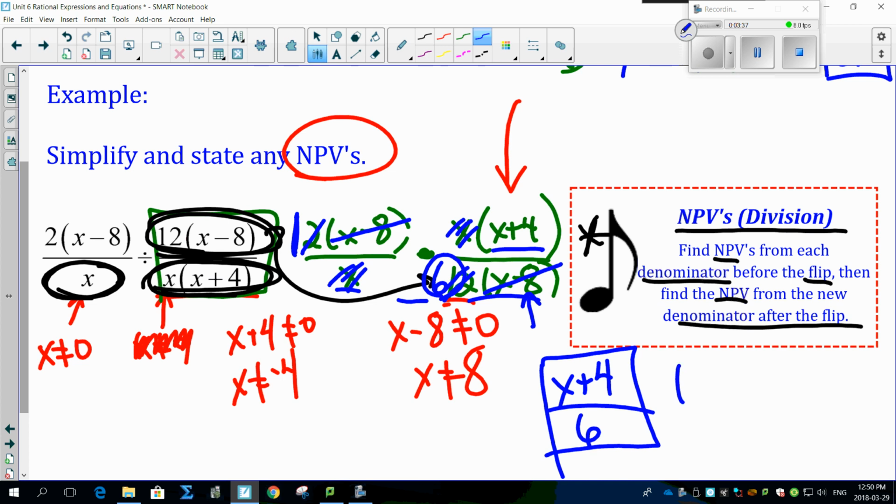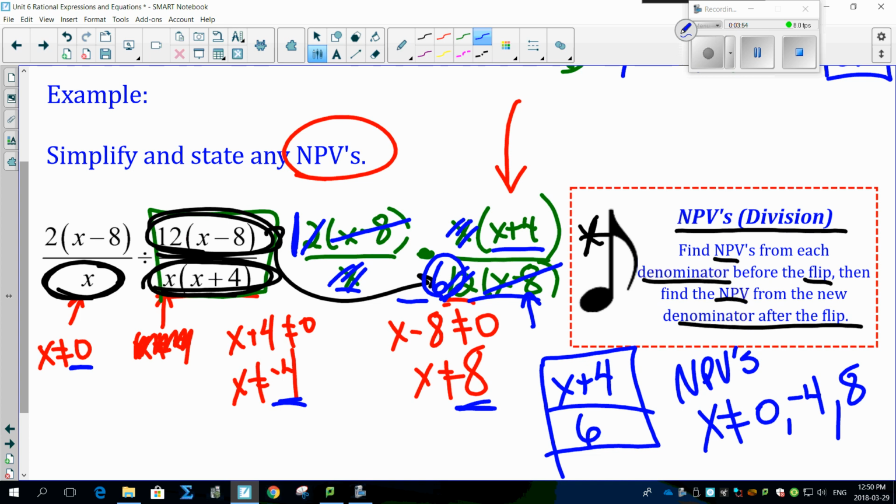Great. But your NPVs then are x cannot equal 0, x cannot equal -4, and x cannot equal 8. So your NPVs are x cannot equal 0, -4, and 8. And look at that. That's not that tough to solve, is it? It's just one more step, figuring out the NPVs, and of course, flip and multiply.